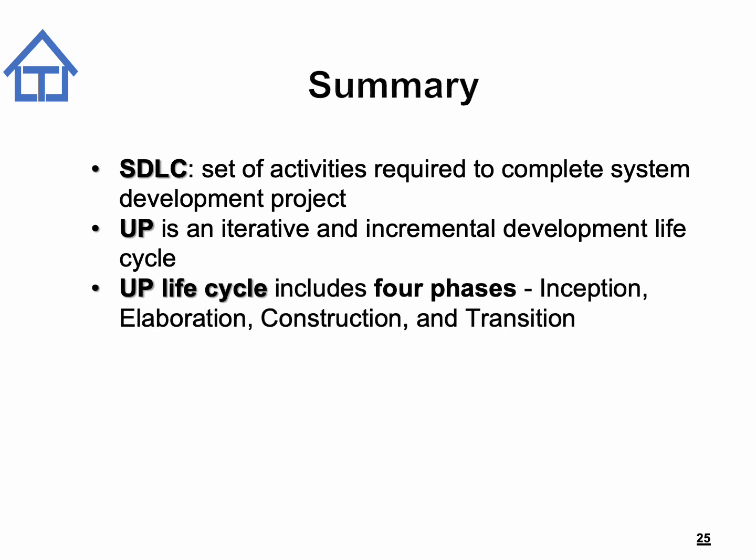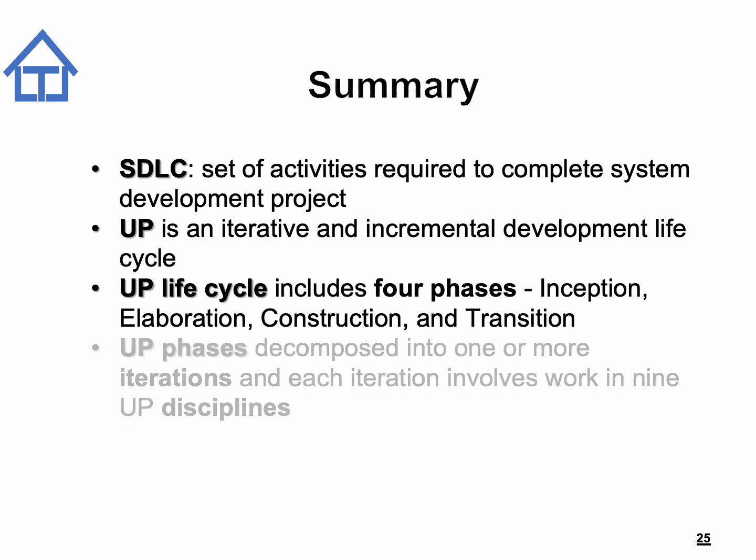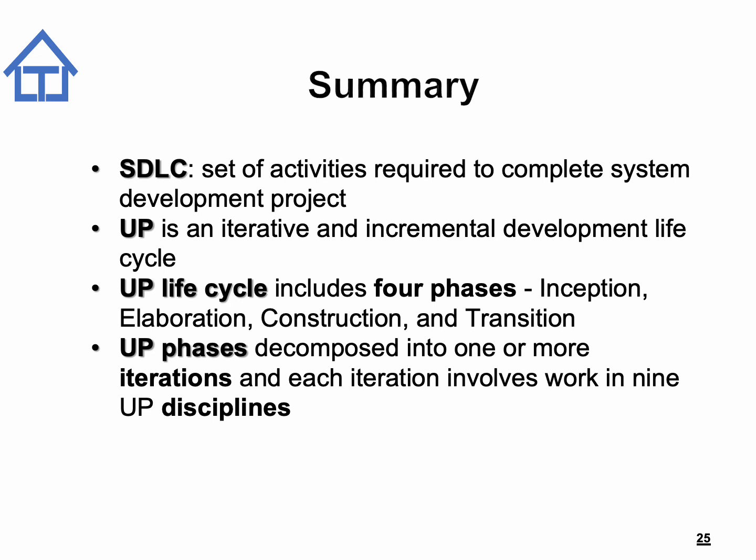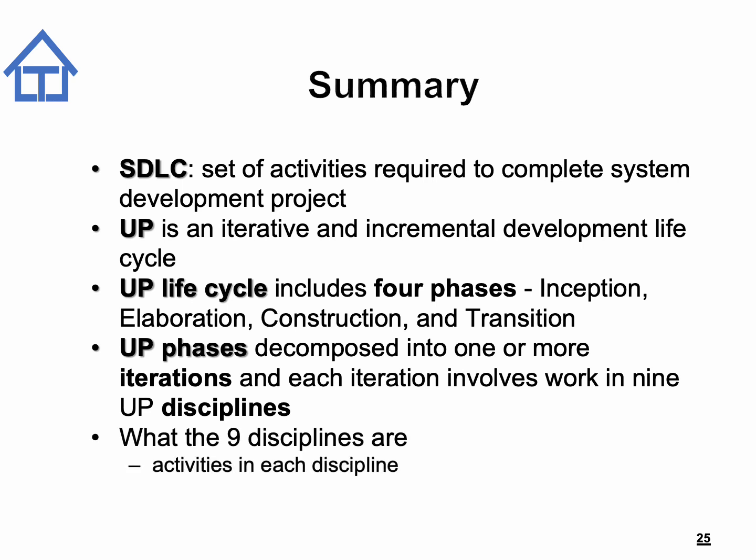We learned that the unified process has 4 phases: the inception, elaboration, construction, and transition phase. We also learned that all unified process phases can consist of 1 or more iterations, and that each iteration involves work in 9 UP disciplines. And finally, we have looked at each of the 9 disciplines in turn and examined what activities each discipline entails.